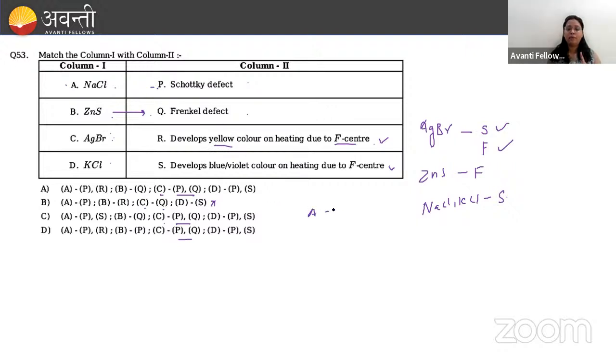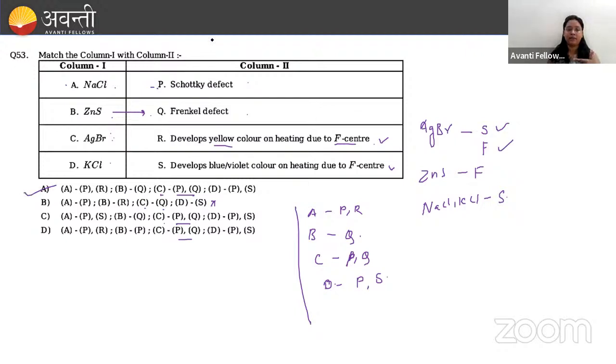So A will show P and R. Okay, B, that is ZnS, only shows the Frenkel defect. Next C, that is AgBr, shows Schottky as well as Frenkel defect, that is P and Q. And D, that is KCl, shows Schottky defect, that is P, as well as the F center, but it doesn't form the yellow color, it forms blue or violet color, that is P as well as S.